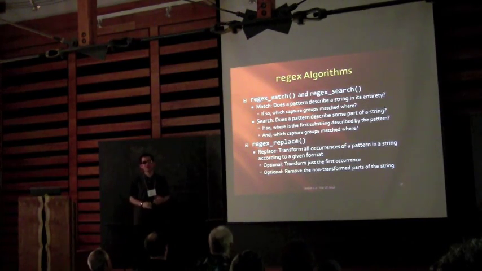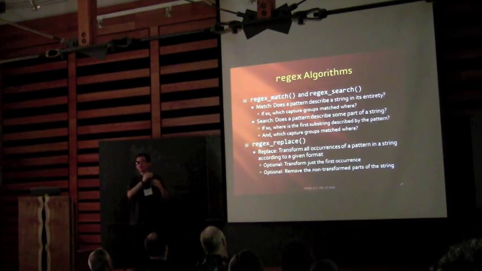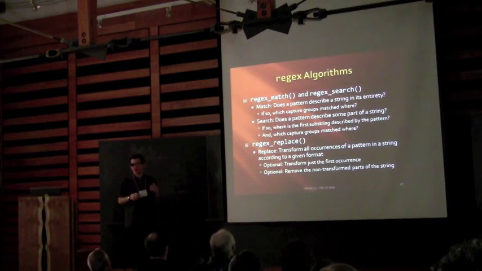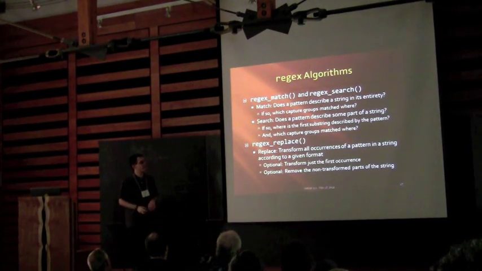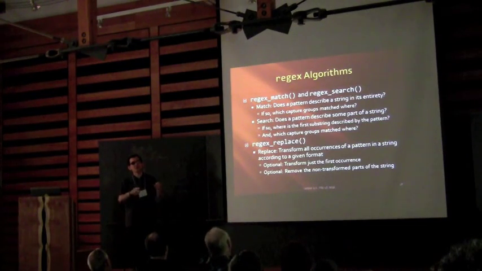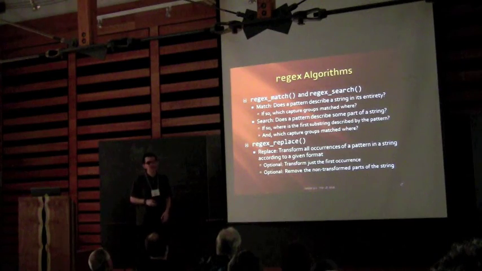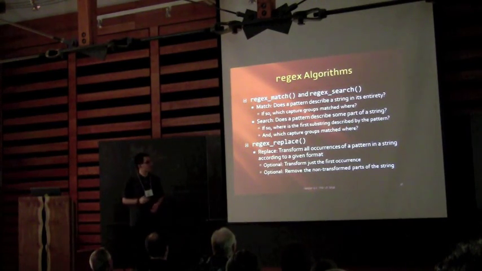And then the algorithms I mentioned: match says, I want the regex to describe the entire target string. Whereas search says, does the regex describe any part of my target string? This is where std and boost regex differ from regular expression libraries in other languages where search is the default, and people have to surround the regex with caret and dollar to restrict it to matching everything. If you really want a whole string match, use regex match. Don't use regex search. And then regex replace will do that transformation with the format string.